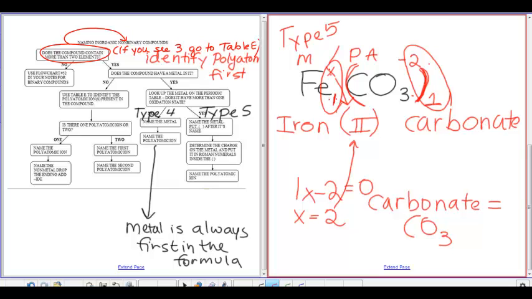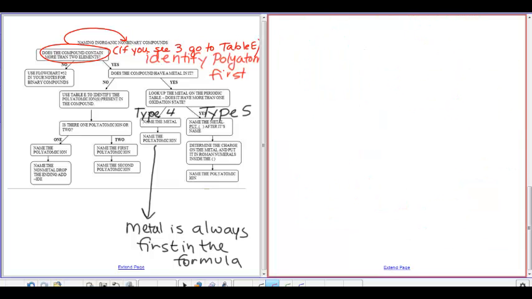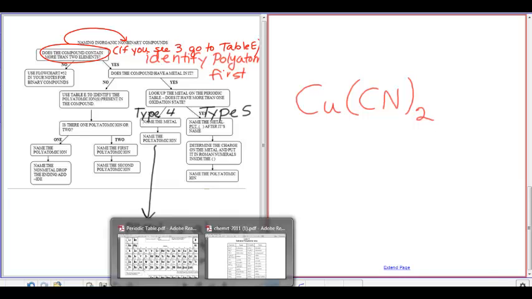I'll give you one more of those and we'll call it a day, okay? Type 5, another type 5. Let's do, okay, let's do this one. You see 3 capital letters? Oh, yeah, we'll do this one. You see 3 capital letters, then you go to table E. If you see 3, go to table E.